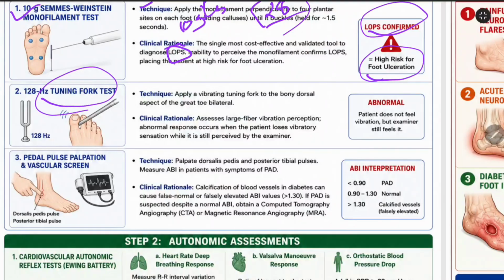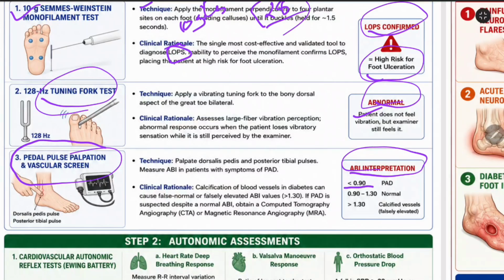Tuning fork test already discussed. If it is abnormal, the patient does not feel vibration but the examiner still feels it. So again, we should exclude vascular claudication. So we should palpate the pedal pulse, mainly the posterior tibial artery and the dorsalis pedis artery, and we should confirm by ankle brachial index.